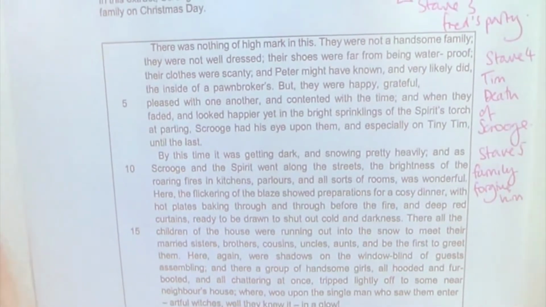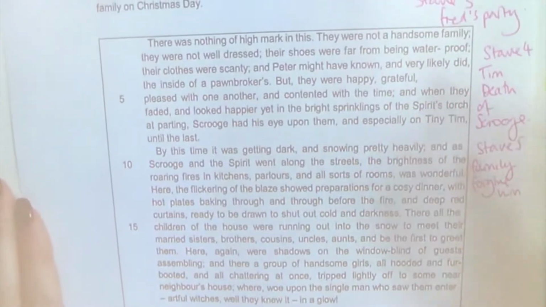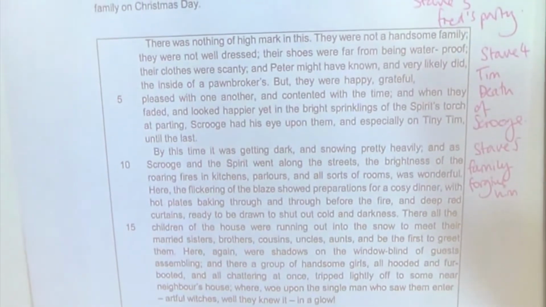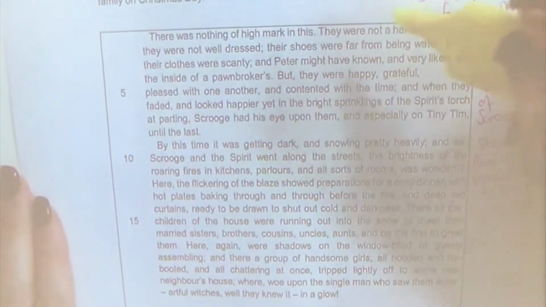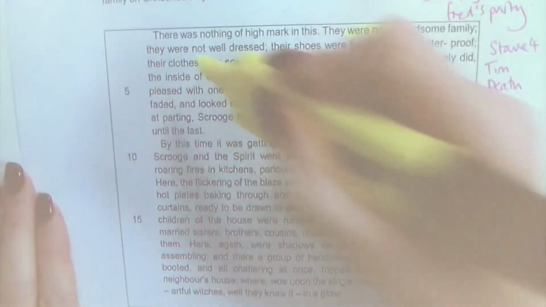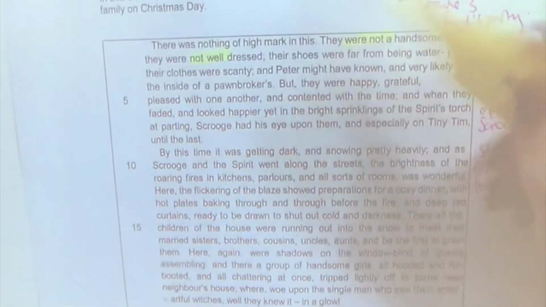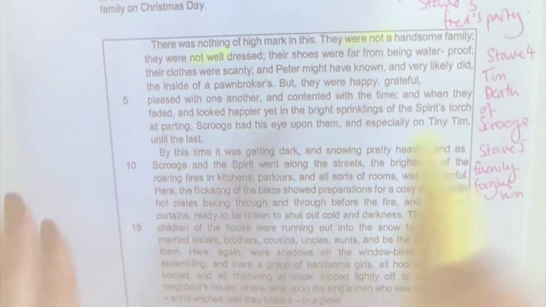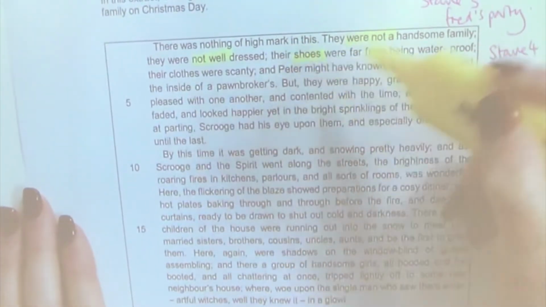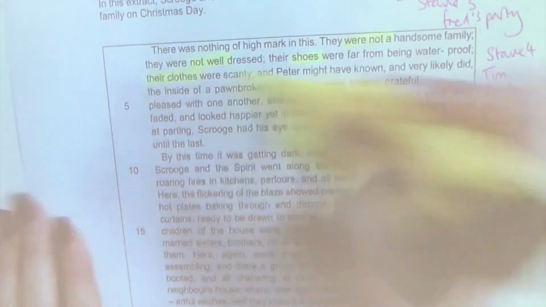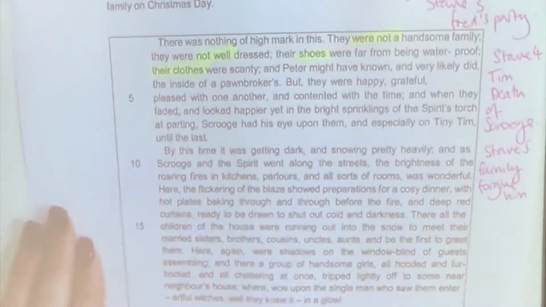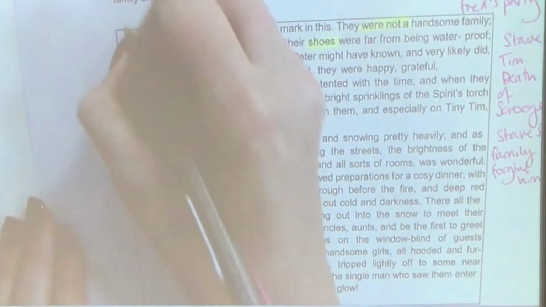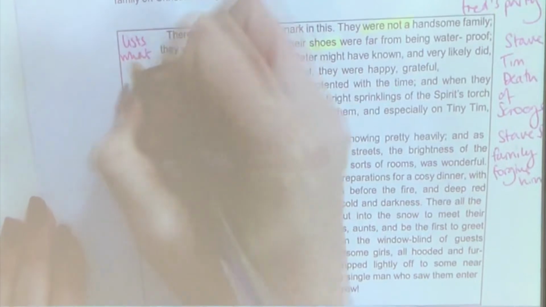The first thing that I'm going to pick out here is that actually, rather than saying what this family have got, Dickens is really highlighting what they do not have. So they are not a good-looking family. They are not a handsome family. They're not well dressed. Their shoes aren't waterproof. Their clothes are scanty. All of these things sort of highlight what they don't have. So I'll make a note of that here for myself. It lists what they lack rather than what they have.